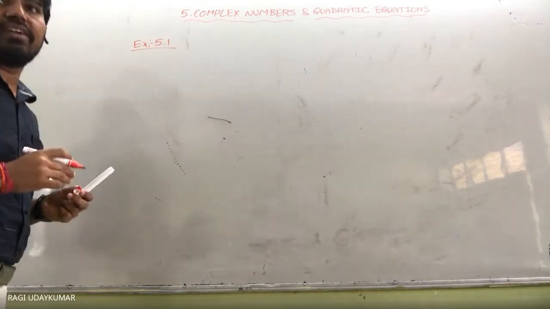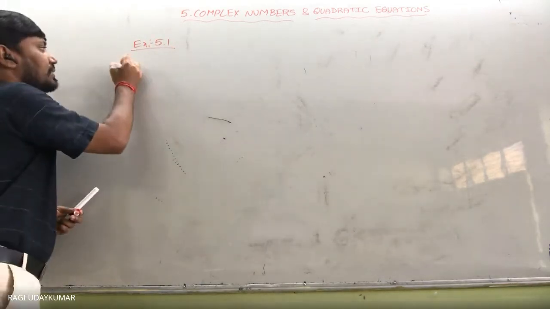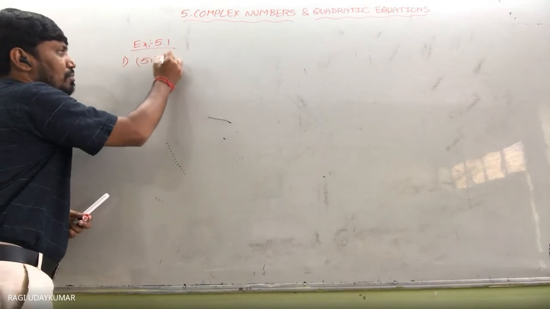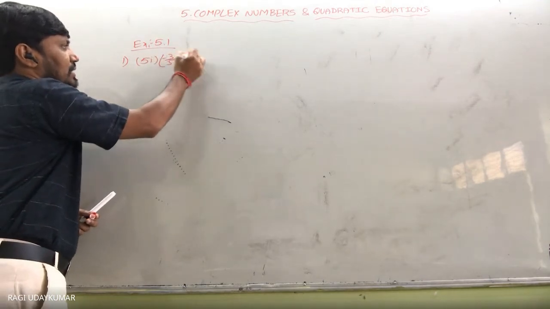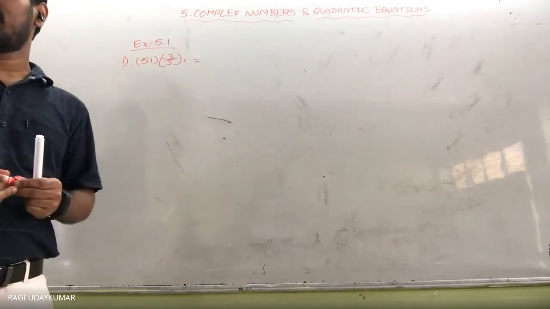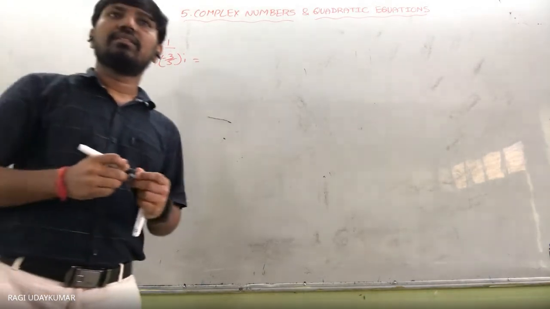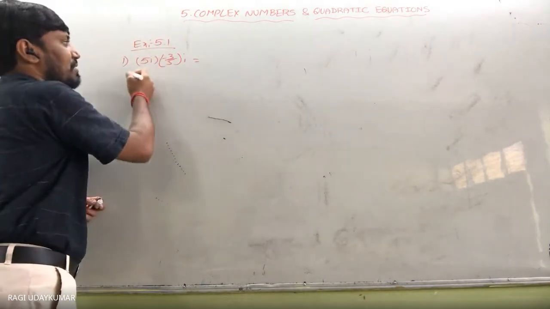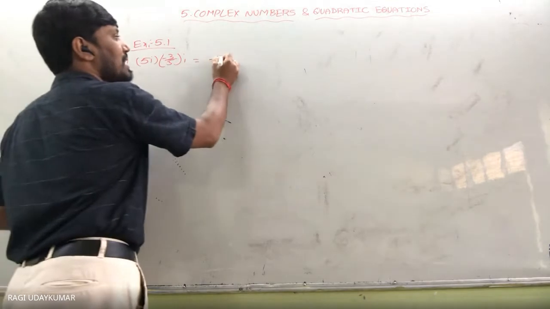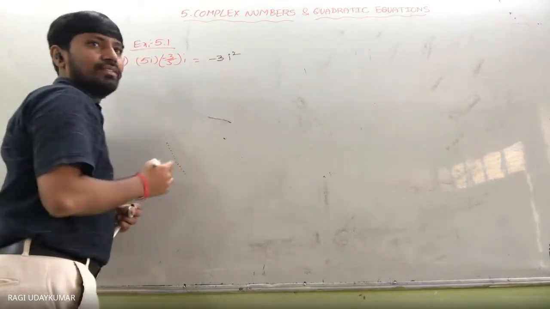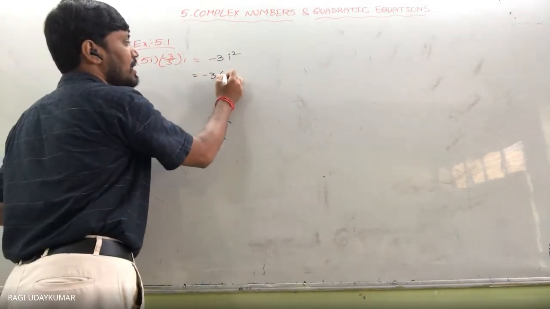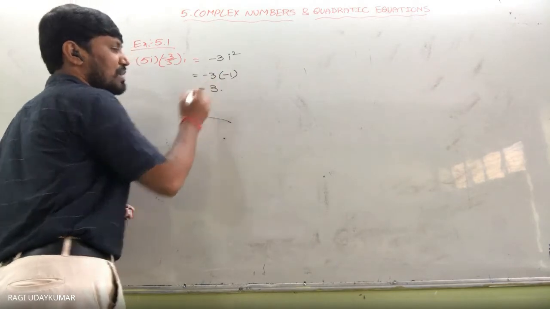So first question is given to you: 5i into minus 3 by 5i. So very simple questions are all these. What to do here? This 5 and 5 will get cancelled. Minus 3 i square. Minus 3 into i square, value minus 1, which is equals to plus 3.